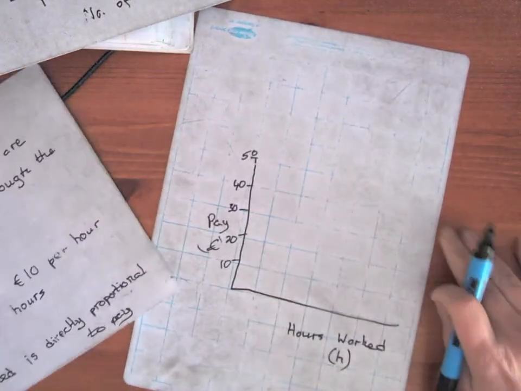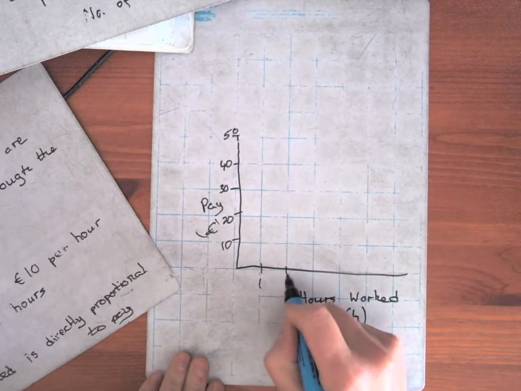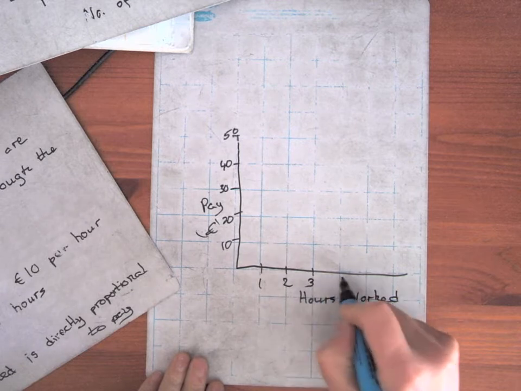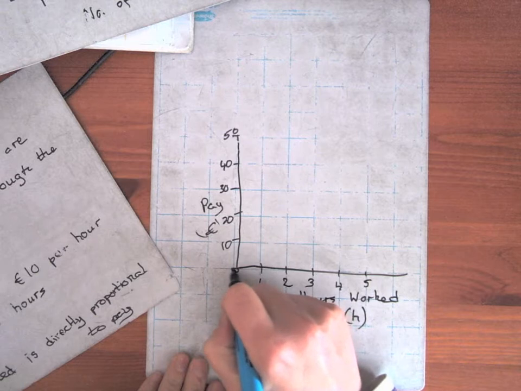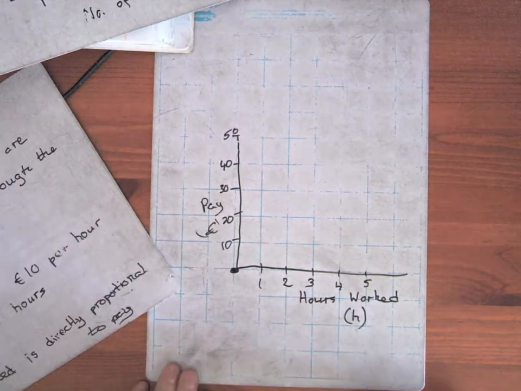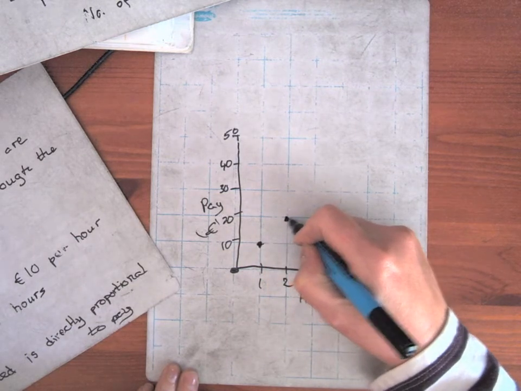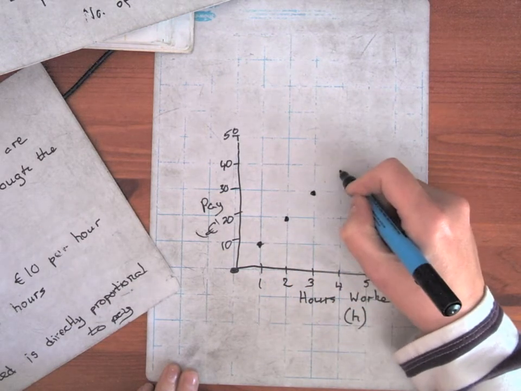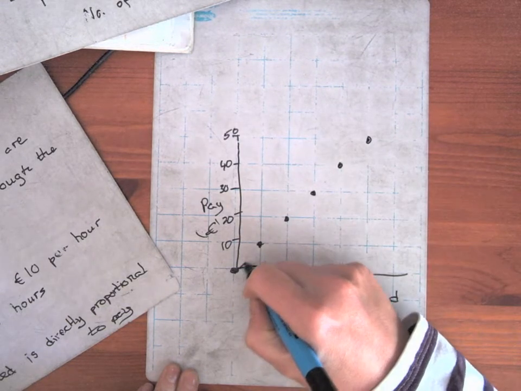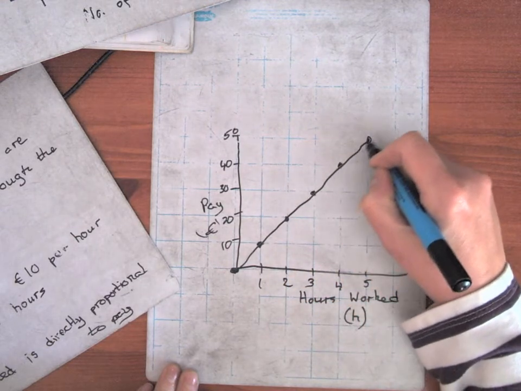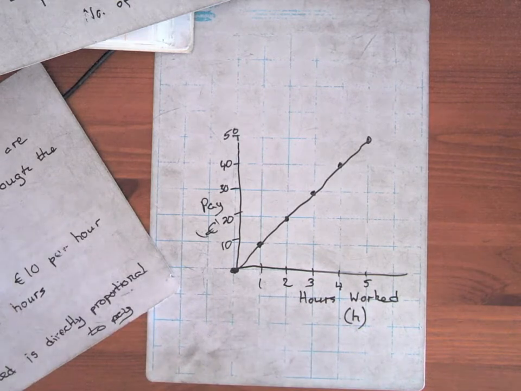So if I just say a guy is working, the number of hours worked goes across the bottom on the x-axis. If he works no hours he gets no money, so that's 0, 0. If he works 1 hour he gets 10 euros. If he works 2 hours he gets 20 euros. If he works 3 hours he gets 30 euros, 40 euros, and 5 hours 50 euros. So you can see that that's a straight line through the origin, which is 0, 0.